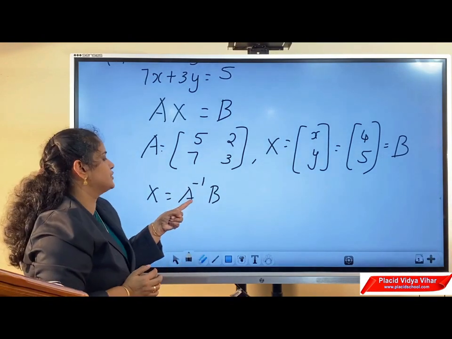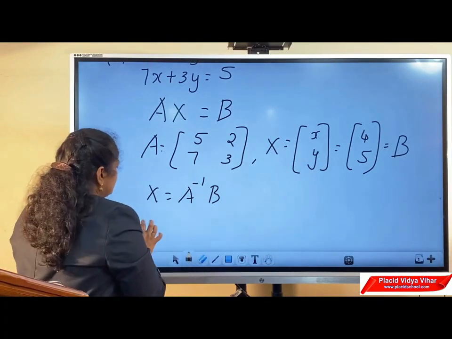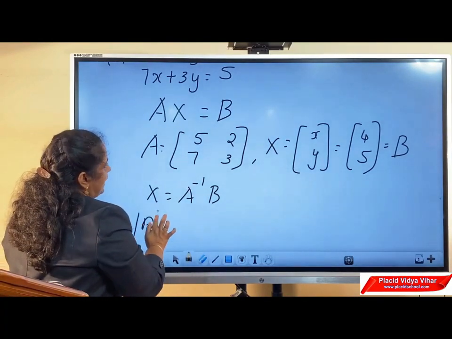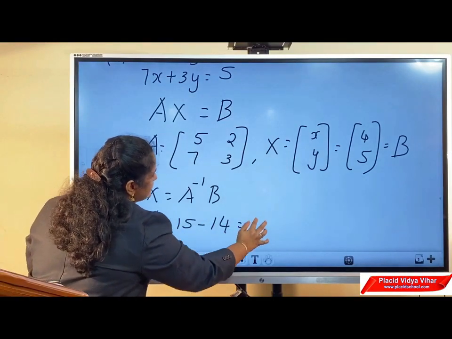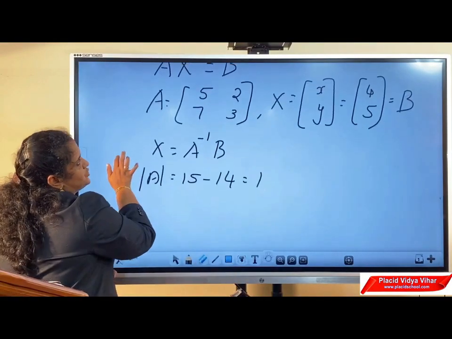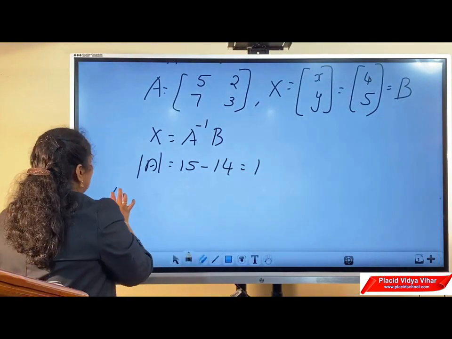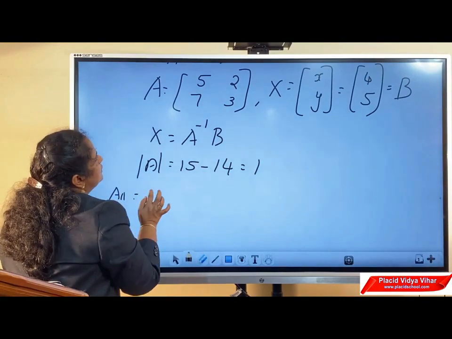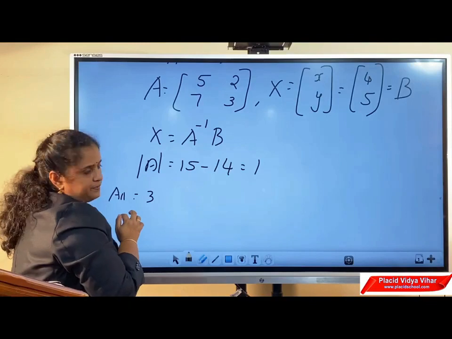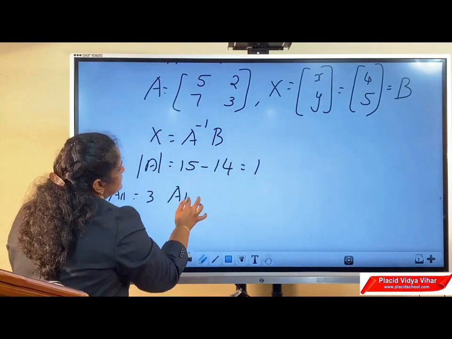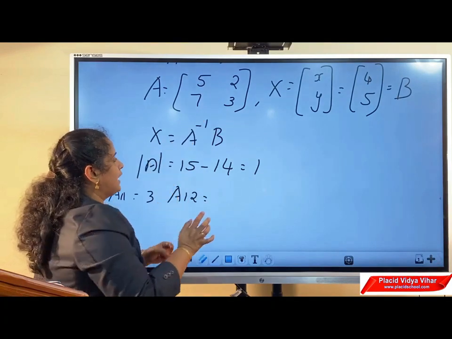A inverse is equal to adjoint of A divided by determinant of A. The determinant of A is equal to 15 minus 14. The answer is 1. Then we can find the adjoint of A. Find the cofactors. A11: eliminate the corresponding row and column, that element is positive 3. A12: eliminate the corresponding row and column, the remaining element is 7.